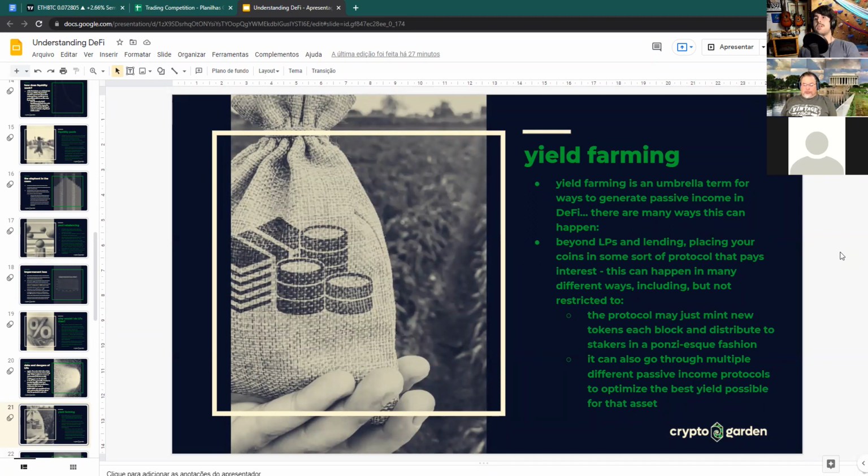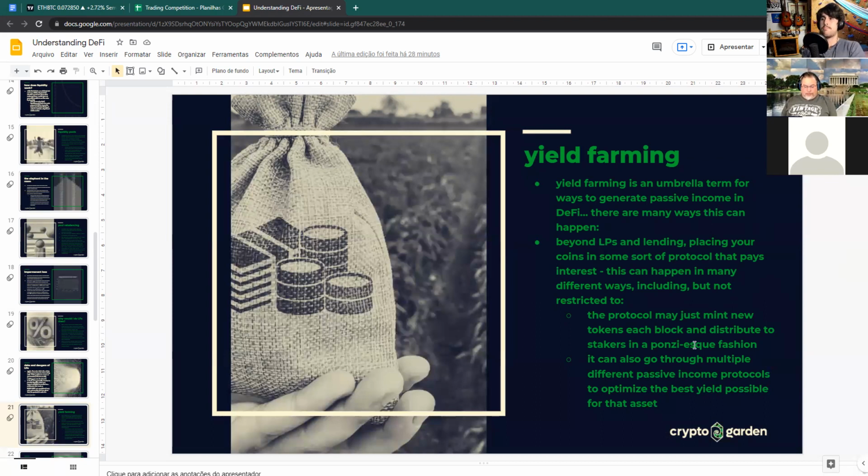So yield farming is like an umbrella term for generating passive income in DeFi. And there are all the other ways that I cited previously, like deflationary rewards, inflationary rewards, the use of the platform, proof of stake, and all of that stuff. And well, beyond the liquidity pools and lending money, just placing your coins in some sort of protocol that pays interest, it can pay you interest in some of these ways that I talked about.